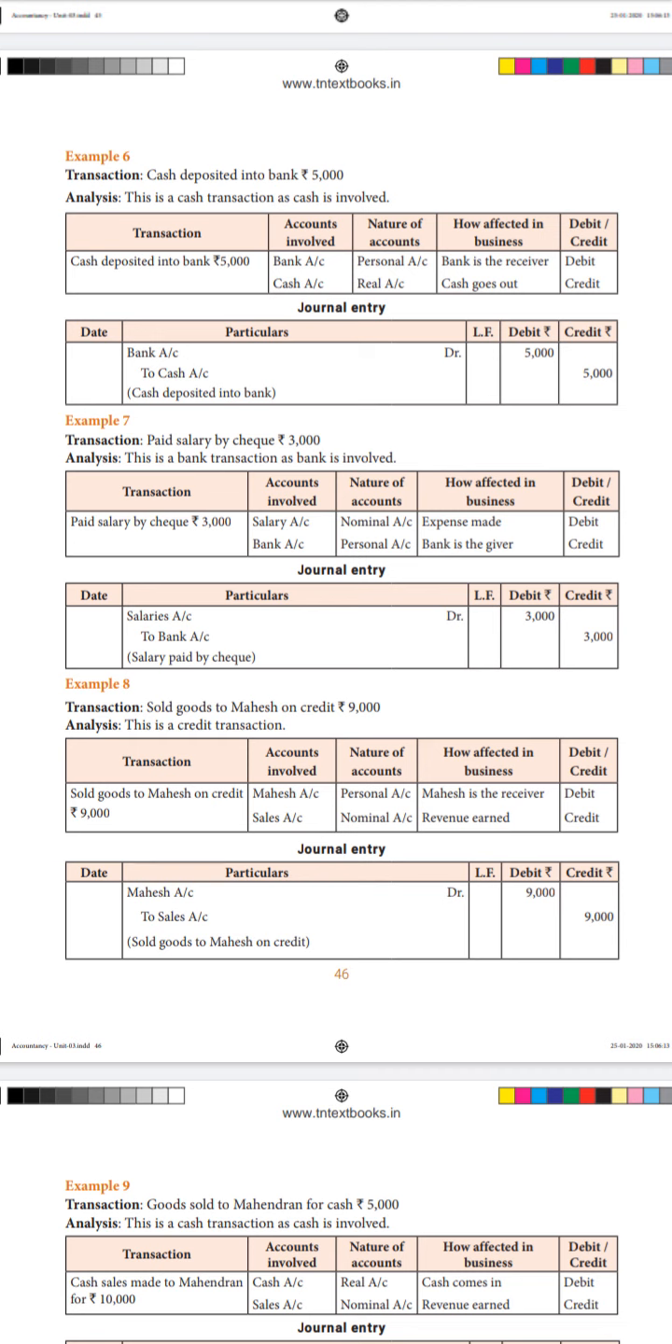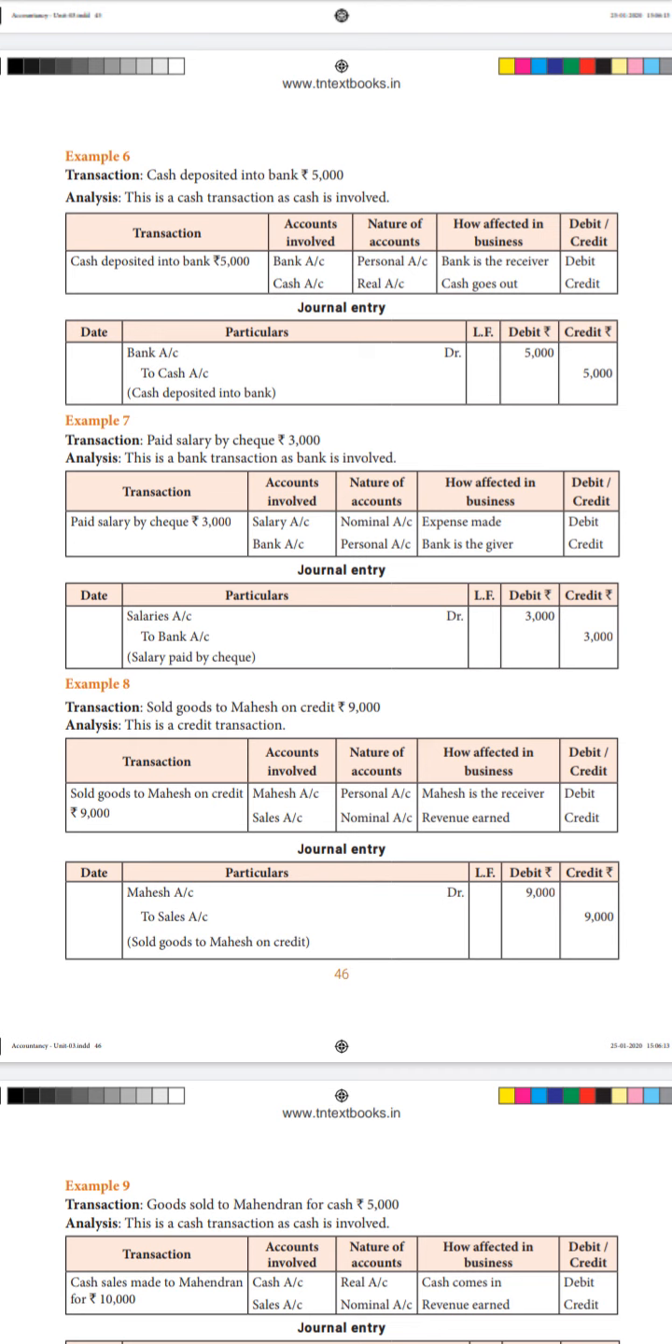Chapter 3, Example 6. So, here we are learning how to analyze the transaction and convert it into a journal entry. Okay, so now example 6, cash deposited into bank. This is the transaction. Since here cash is involved, we call this a cash transaction.